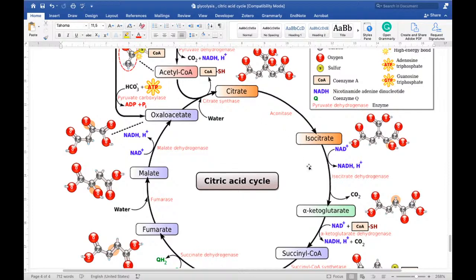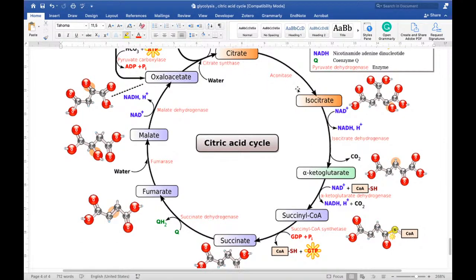So this cycle, your citric acid cycle, goes from citrate, isocitrate, alpha ketoglutarate, succinyl coenzyme A, succinate, fumarate, malate, oxaloacetate, with the help of these enzymes and the NAD plus being reduced each time, and also GDP being converted to GTP. This makes the cycle cyclic. This will be your citric acid cycle.